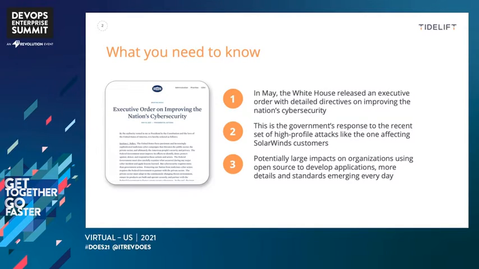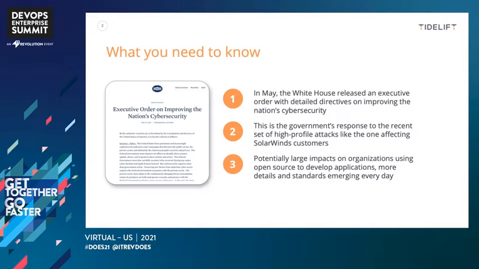First, just to establish some of the facts. First thing is that in May of this year, 2021, the White House released an executive order with a series of detailed directives focused on improving the nation's cybersecurity. Of course, many of us will recognize that this was in response to an increasing cadence of high-profile software and cybersecurity attacks. For example, the one that impacted a whole bunch of SolarWinds customers and organizations relying on SolarWinds products late last year and early this year.